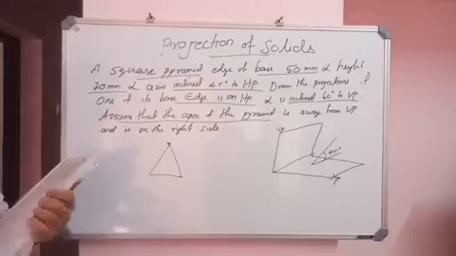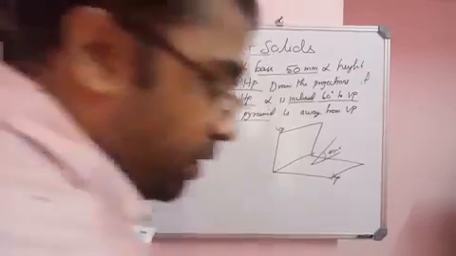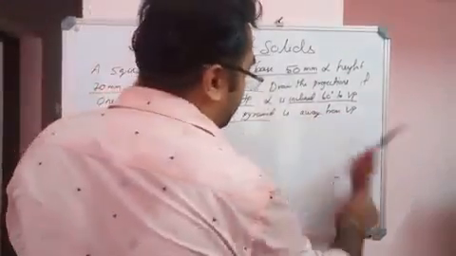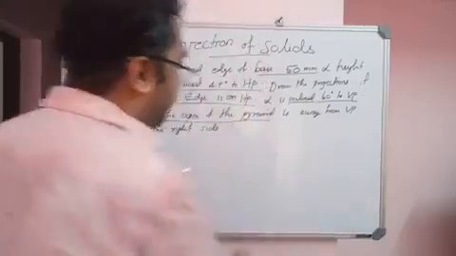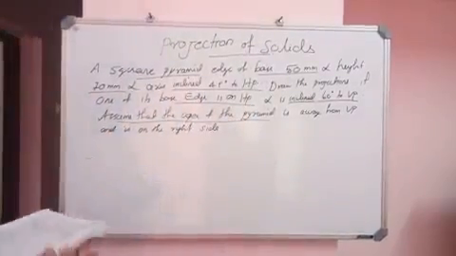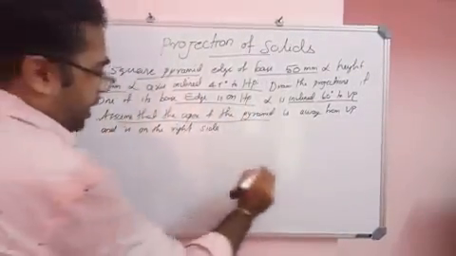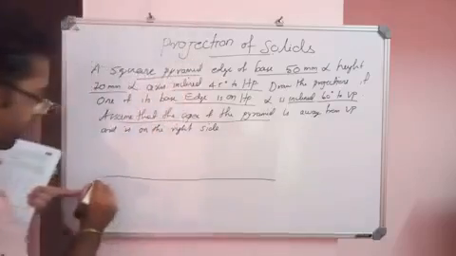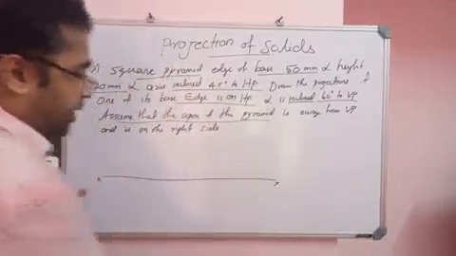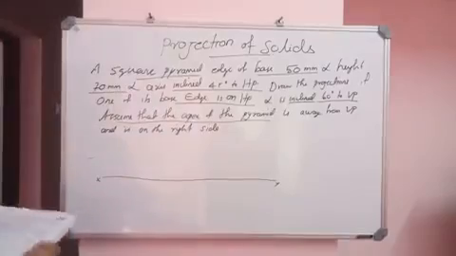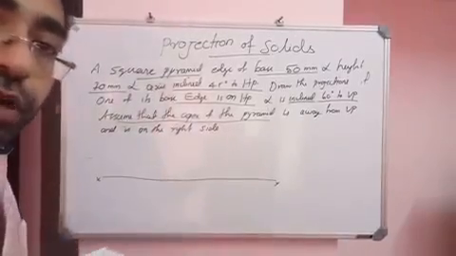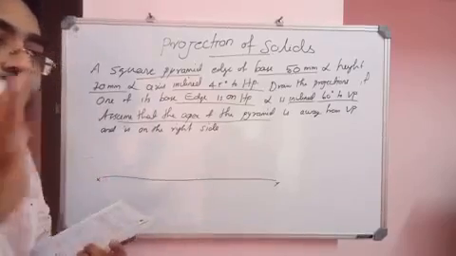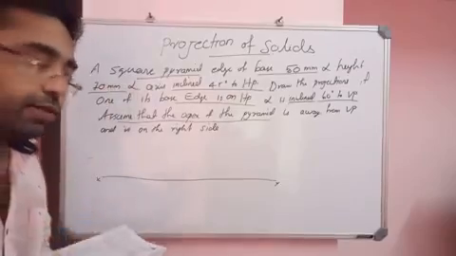So first of all, what we have to do is draw an XY line. In any problem we have to draw an XY line first. And then you have to draw the normal figure. The normal figure means the normal picture, that is the front view and top view.